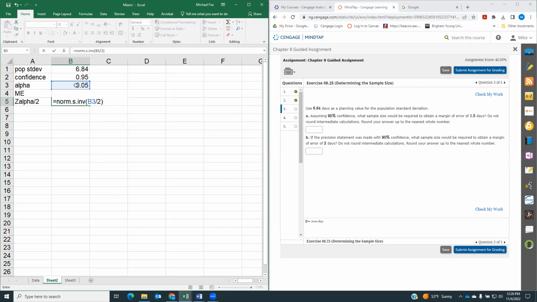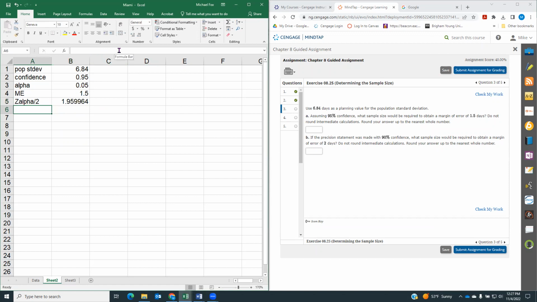The only problem with this is it's going to give me a negative version of it, because it's giving me the z-score of something that has 0.025 or less. So for these problems, we need to put in the absolute value of this number. So now what we're saying is, tell me the NORM.S.INV, or tell me the z-score of my alpha divided by 2, but then return it as a positive answer. So give me the absolute value of it.